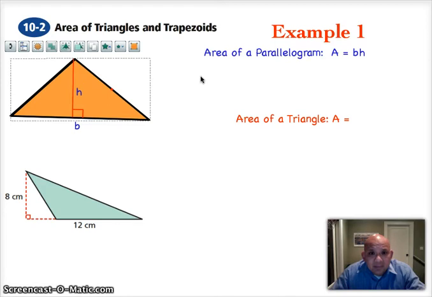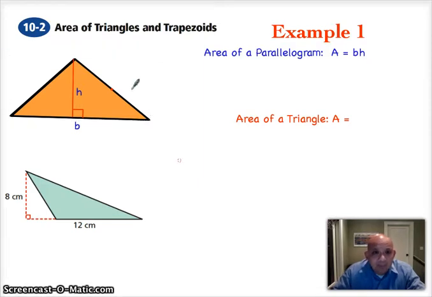Well, we know that to start off with, we had a full parallelogram. It was area equals base times height. So it naturally follows that if we take half of that parallelogram away, our formula for this triangle is area equals half base times height. Another way of saying that is base times height over 2.